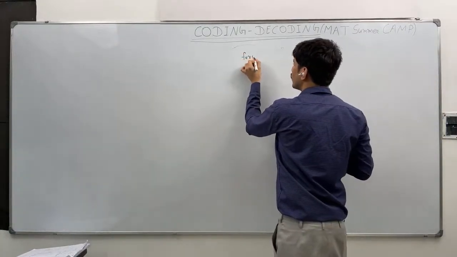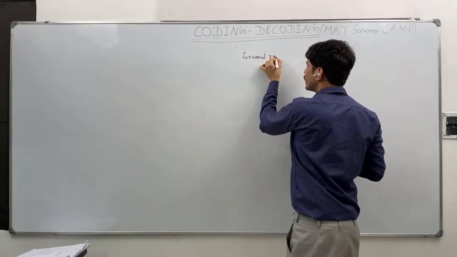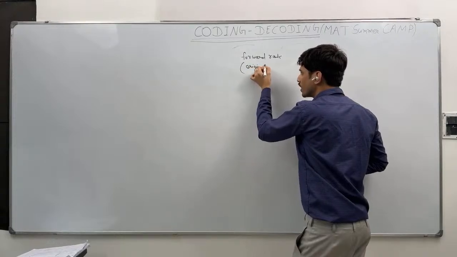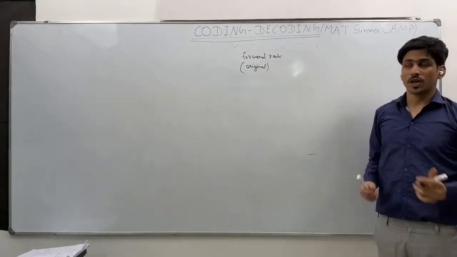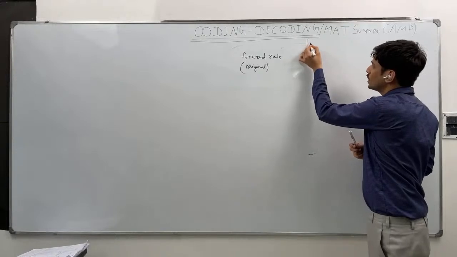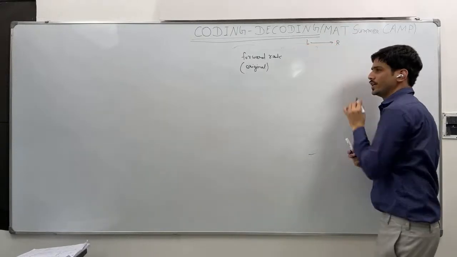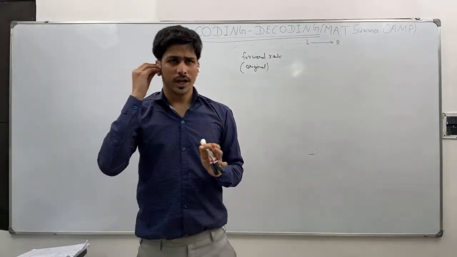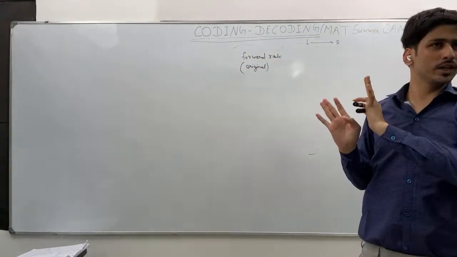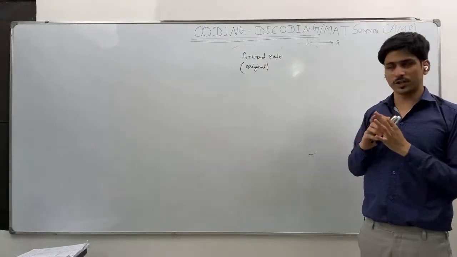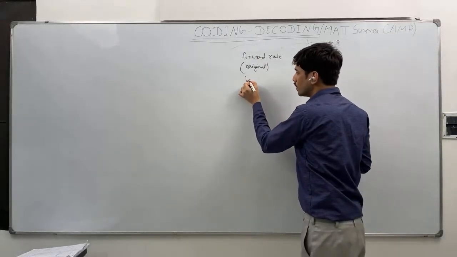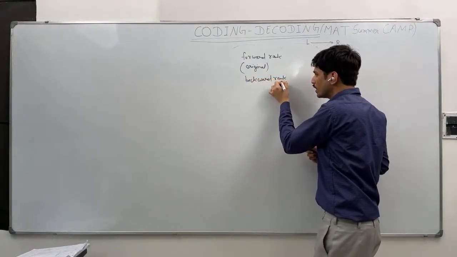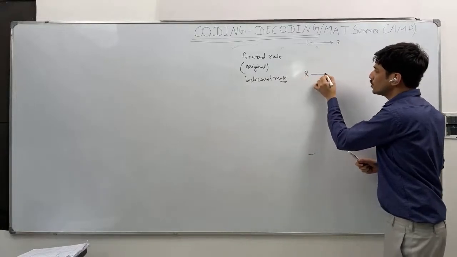First is forward rank. Another name for forward rank is original rank. Forward rank is when we are counting from left to right. Why is it called original rank also? Because whenever we count, in general, we go from left to right, right? So that's why it is called the original rank. Next we have backward rank, which means when we count from right to left.